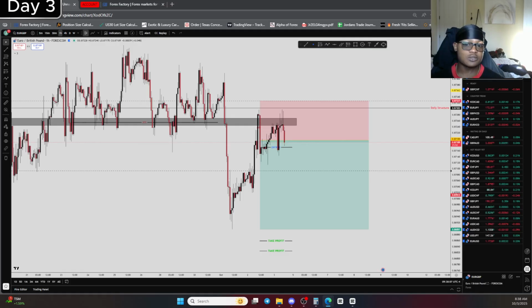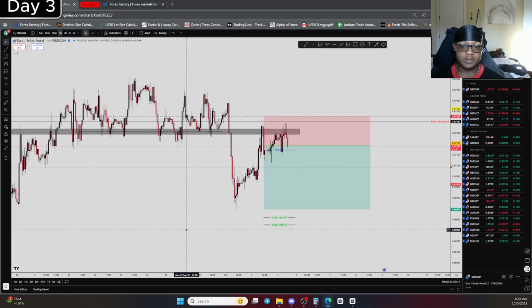I thought it was going to be a bigger move than this, but I'm happy to see this huge rejection towards this zone, and then we have some bearish pressure step in. That is a good sign. So let's see what happens now.